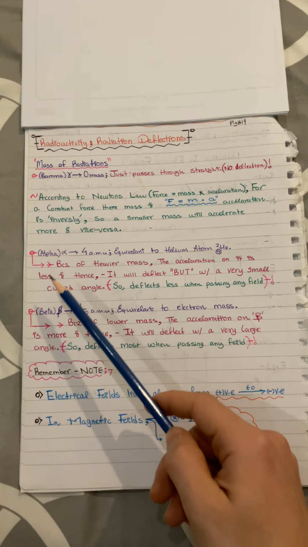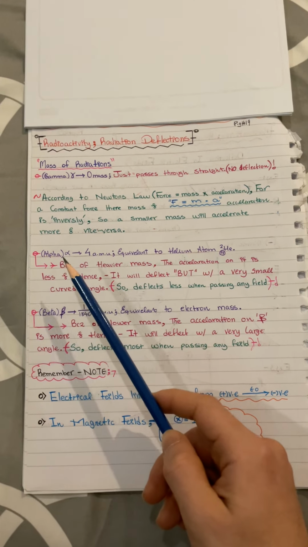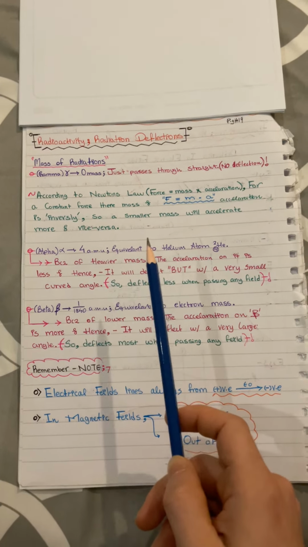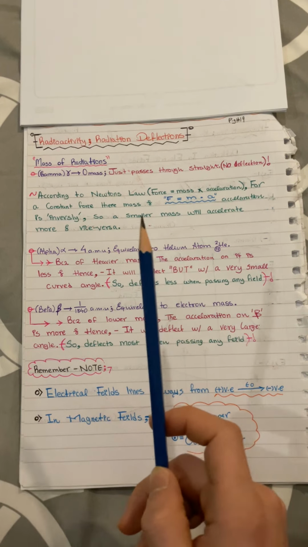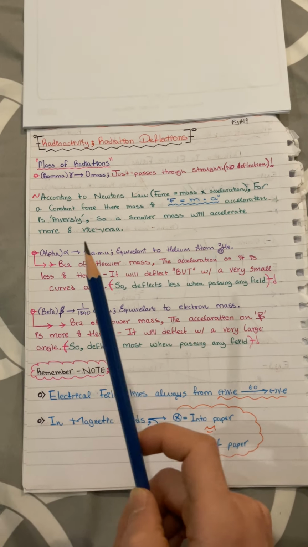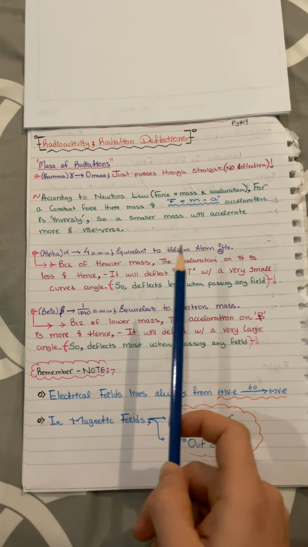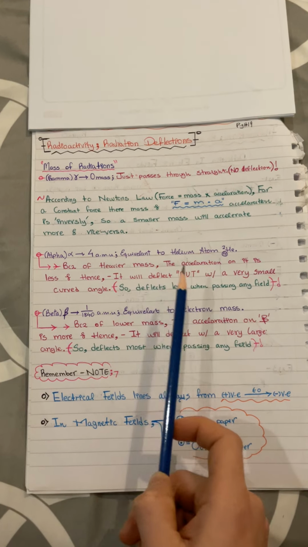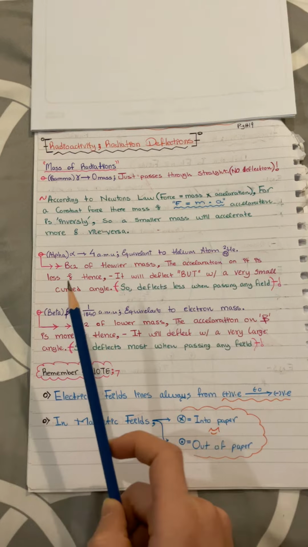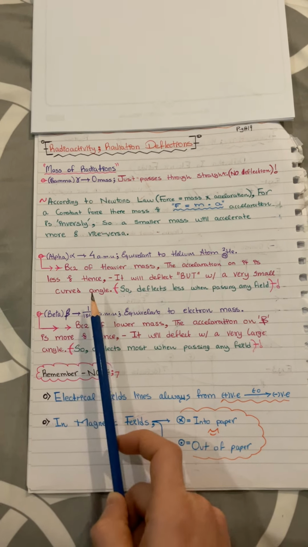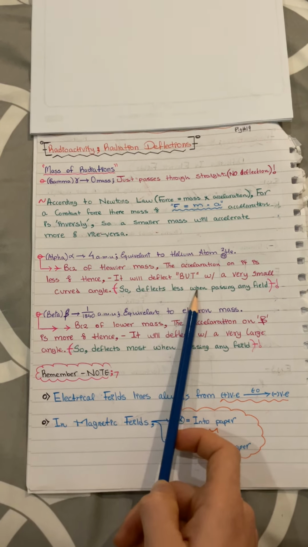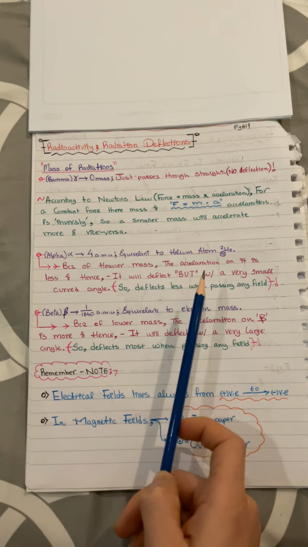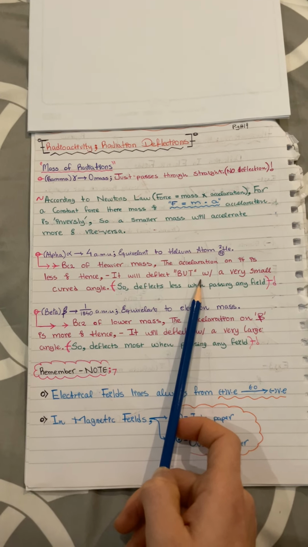So we know alpha is already heavier than beta, right? Alpha, the mass is 4 atomic mass units, which is equal to the helium atom. So this means that because of its heavier mass, the acceleration on it is less and it will deflect, but with a very small angle of deflection or curved angle. So it will deflect the least when passing any field, whether it be a magnetic field or electric field.